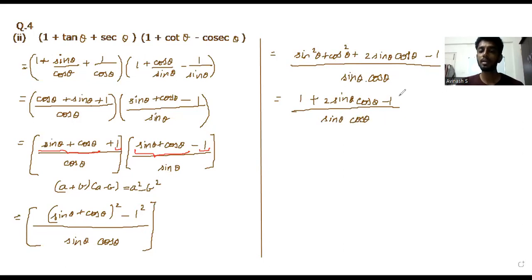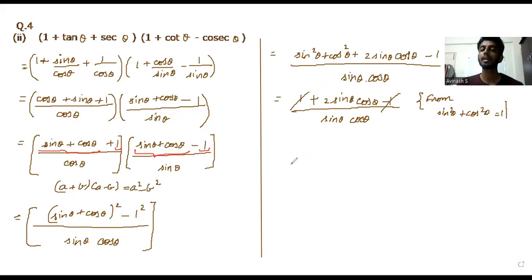This is what we are left with. How did this become 1 according to the identity? You can even mention that in the bracket by writing "from sin square theta plus cos square theta equal to 1." So from this identity, this will become 1. And all the remaining terms are just there.